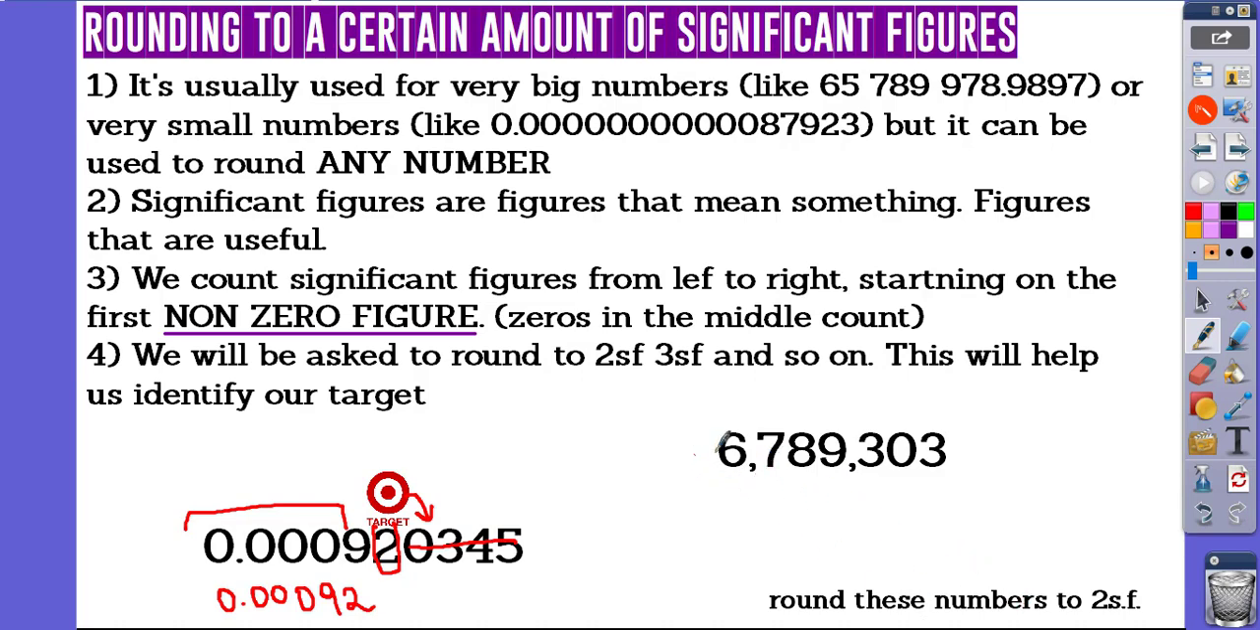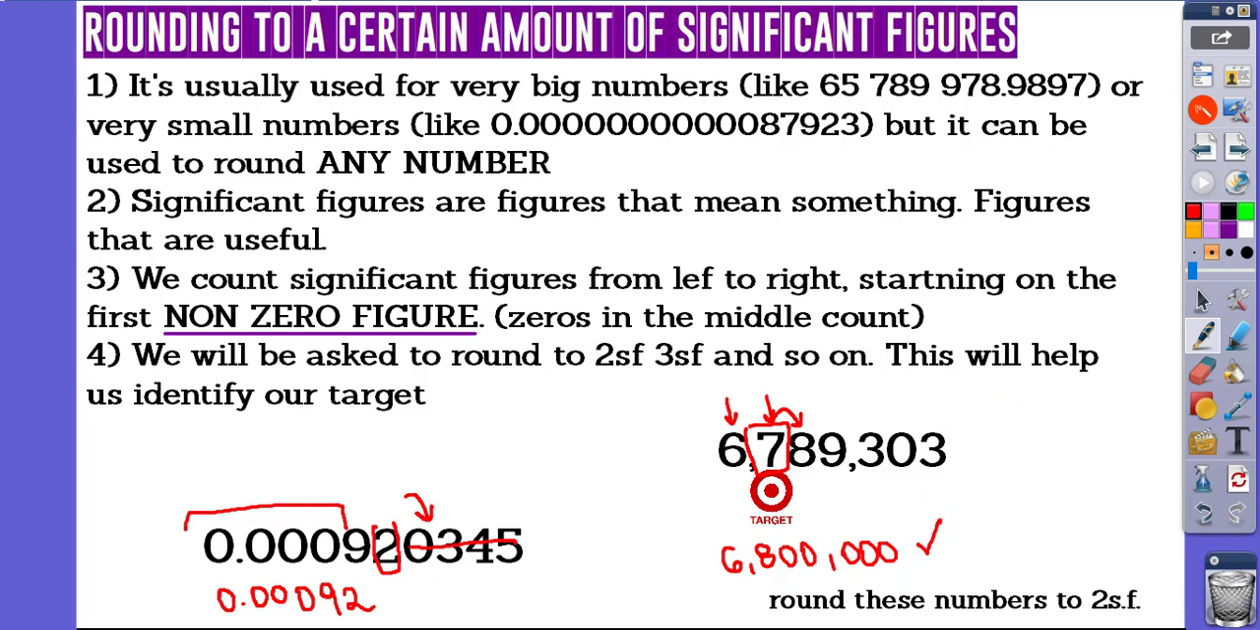Let's see what happens with this number. The first significant figure is this one, so the second significant figure will be that one. So now our target is number 7, right? As the target is number 7, we will look at the number to the right and it is an 8, so we have to round up. So this will be 6, 8, and then everything becomes 0. 6,800,000.